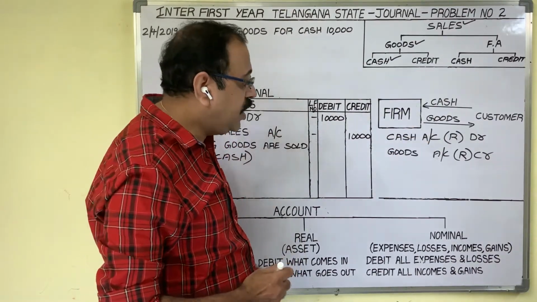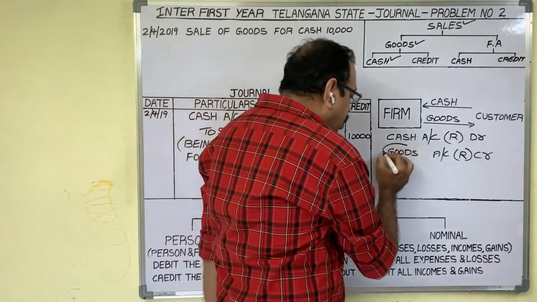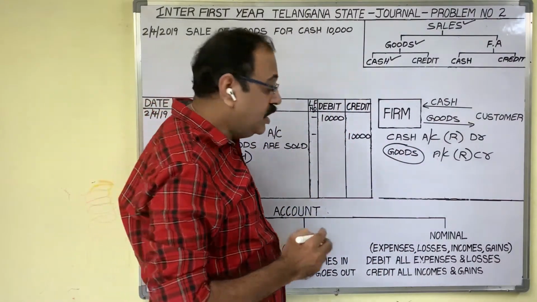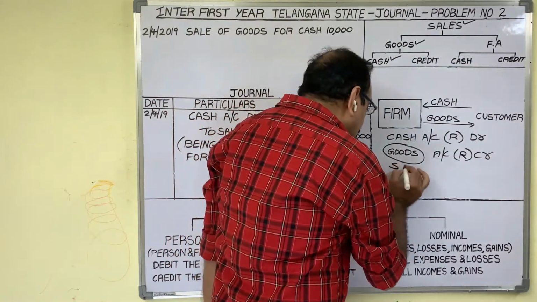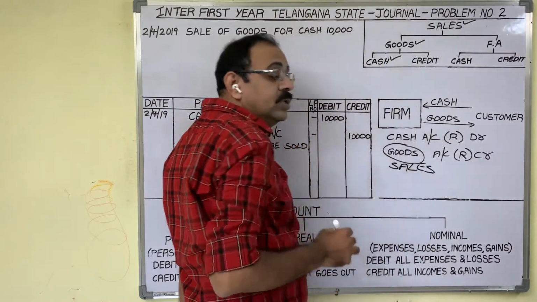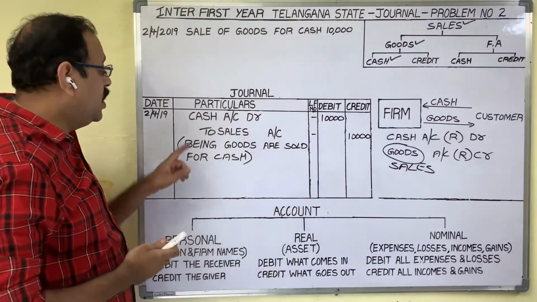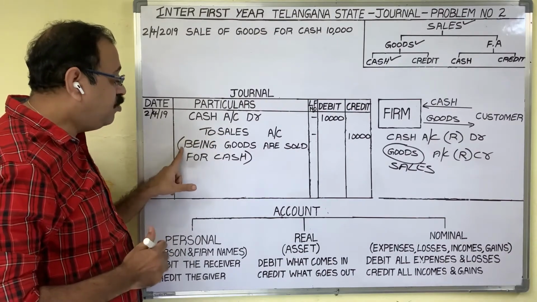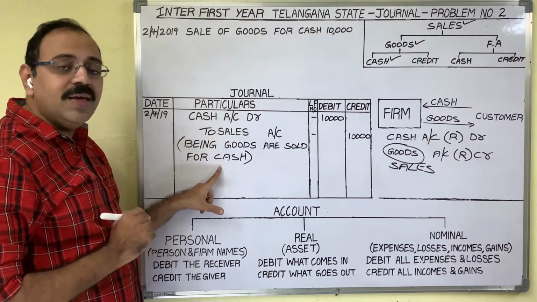When goods come in credit, instead of writing the word goods, we should write the transaction name. This is a sales transaction. Therefore, write down sales account. Then the final entry is cash account debtor to sales account. Narration is being goods are sold for cash.